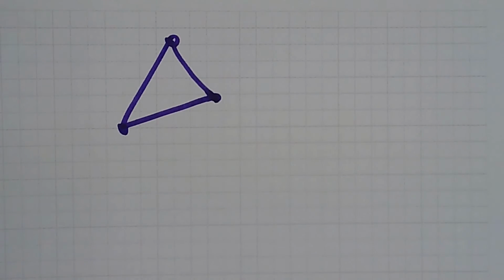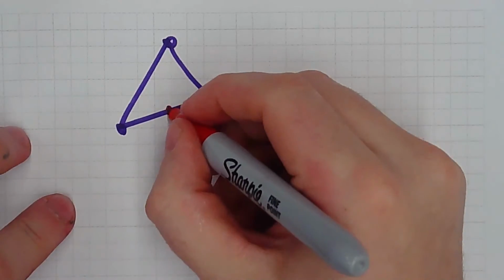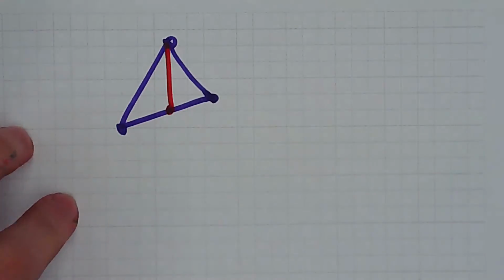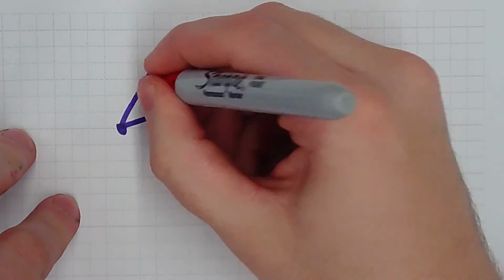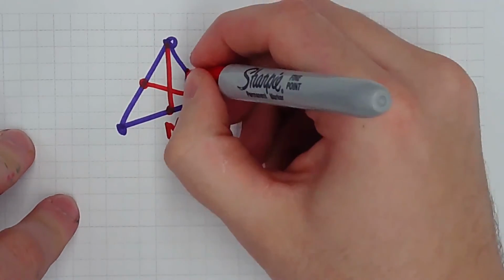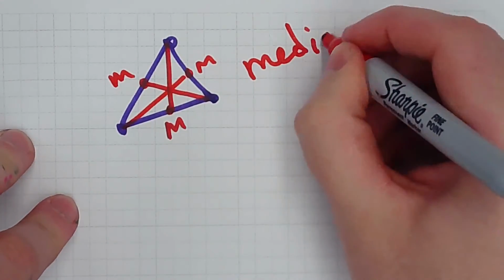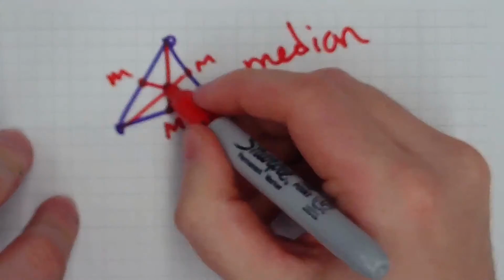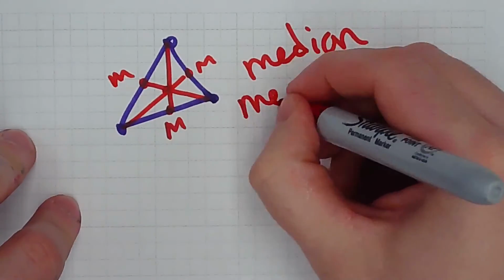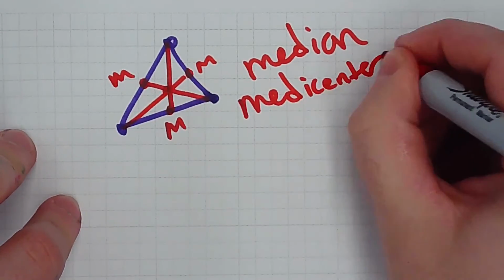What are the medians? Just a bisector to the inverse. Nice. So the midpoint to a vertex. The midpoint to a vertex. Those are the medians. And their center is the what? Medicenter, also known as the centroid.